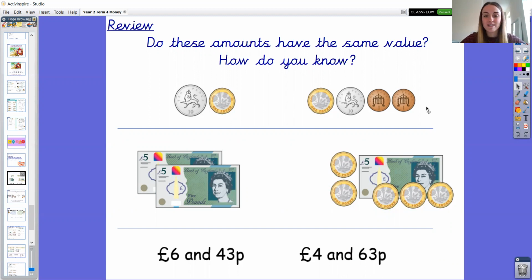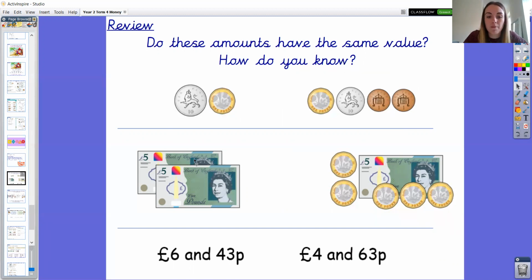So please pause the video here to explore this question. Well done, Year 2. So let's have a look together. Here we have £1 and 10p. Here we have £1 and 12p. So they do not have the same value, do they? As this amount here has 2 pence more. Okay, let's have a look at the next question.